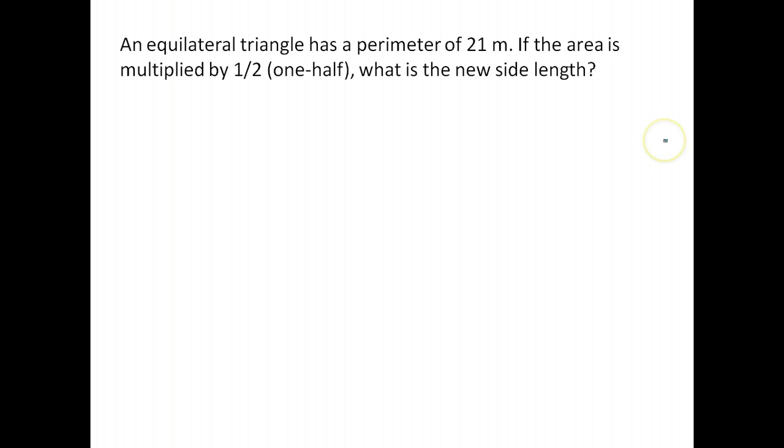An equilateral triangle has a perimeter of 21. If the area is multiplied by 1/2, what's the new side length going to be?